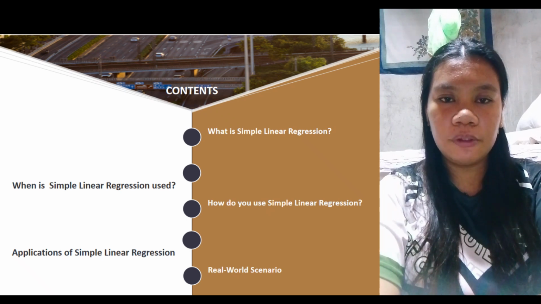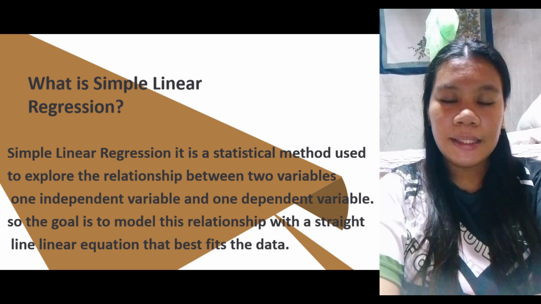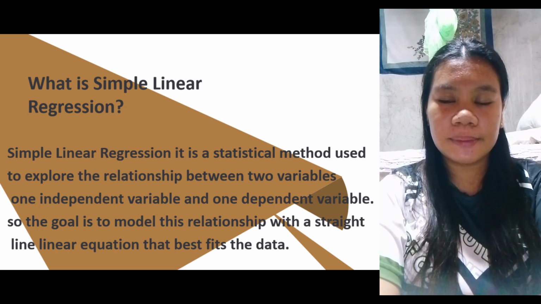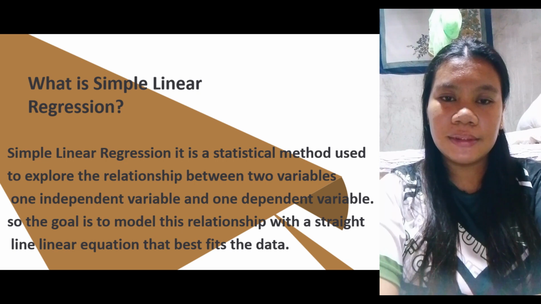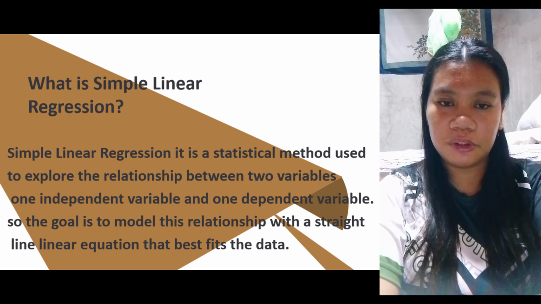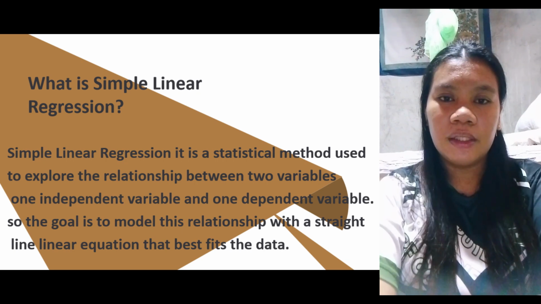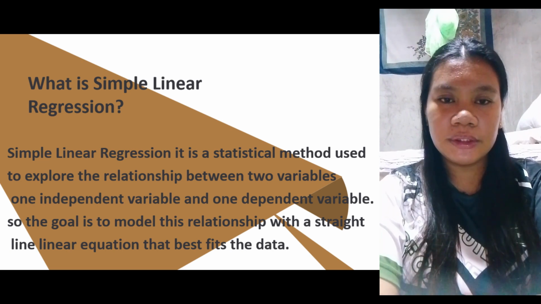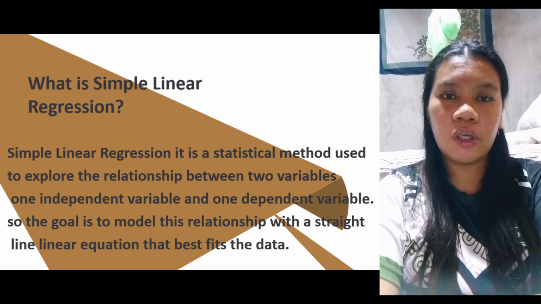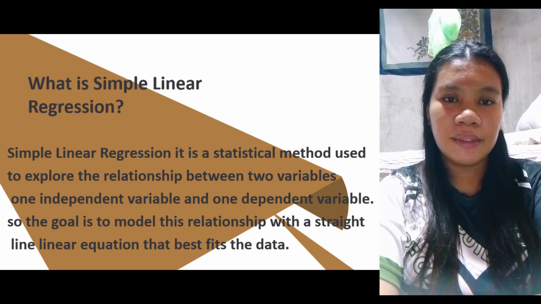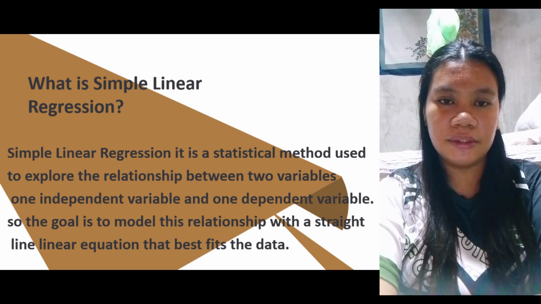So I chose simple linear regression. What is simple linear regression? It is a statistical method used to explore the relationship between two variables. One is the independent variable, which is our predictor, and the second is the dependent variable, which is our income. The goal is to model this relationship with a straight line that best fits the data. For example, it can show how an increase in study hours affects students' grades.